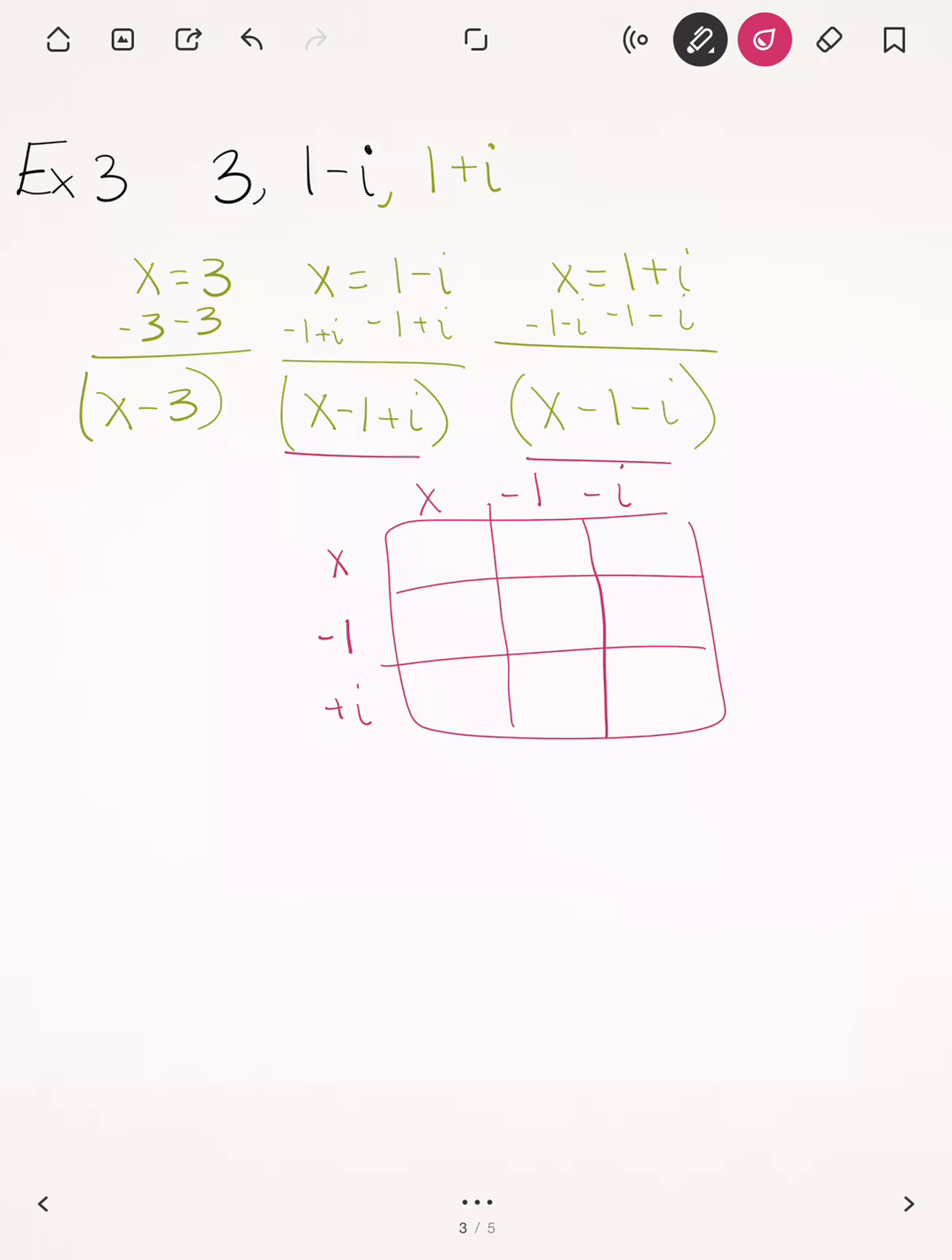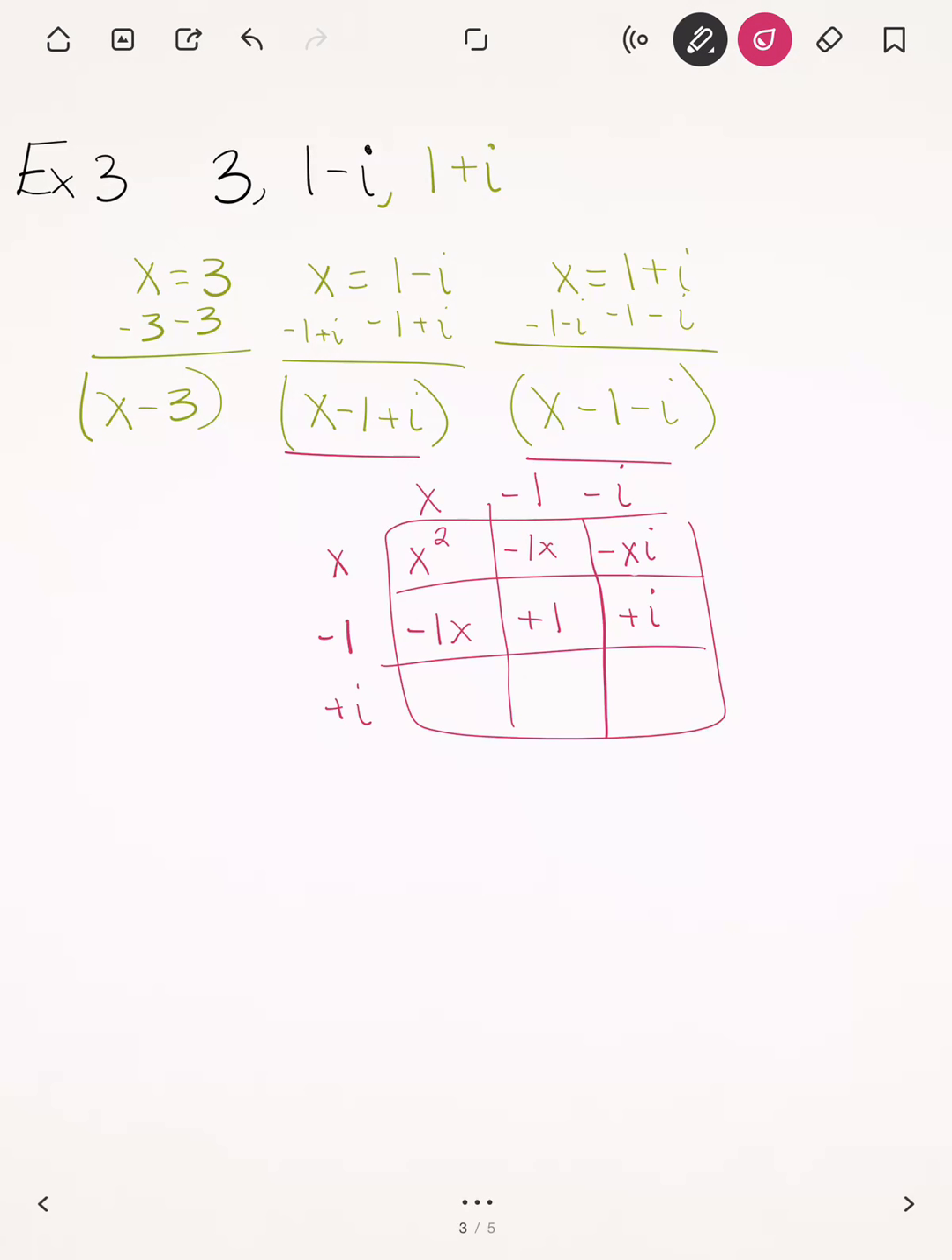So x times x is x squared. x times negative 1 is a negative 1x. x times a negative i is a negative ix, or a negative xi. Let's do xi. Okay, that way we keep the imaginary at the end. So negative xi. Then I have negative 1 times x, negative 1x. Negative 1 times a negative 1 is a positive 1. Negative 1 times a negative i is a positive i.